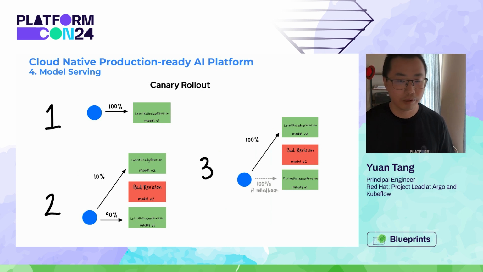Canary rollout is one of the rollout strategies we support in KServe. It's important because data scientists often iterate models on different versions, and they don't want to break everything at once by just upgrading the models directly. So instead, they can use canary rollout to gradually split the traffic between the old version of the model and the new version of the model, so that if any bad things happen to the new version, they can automatically roll back to the previous version.